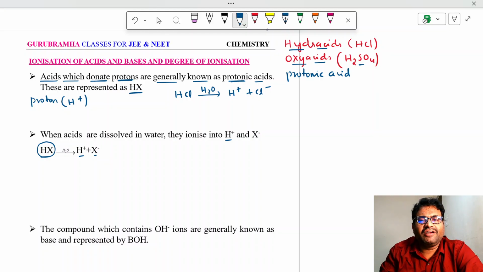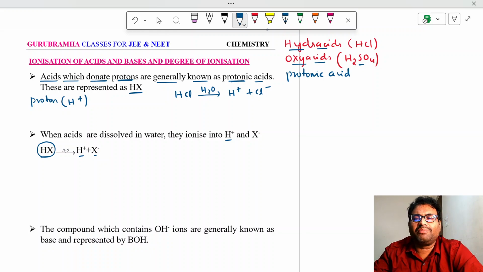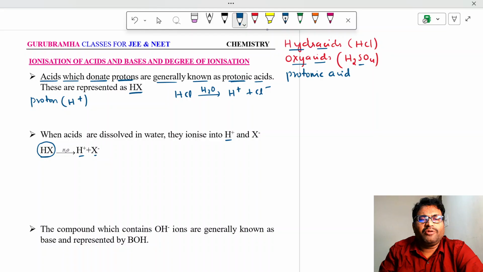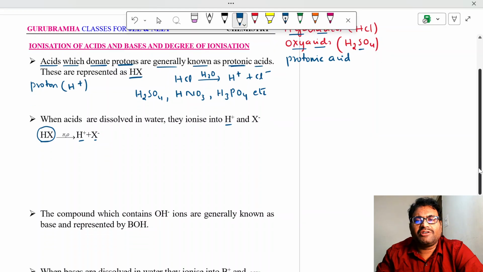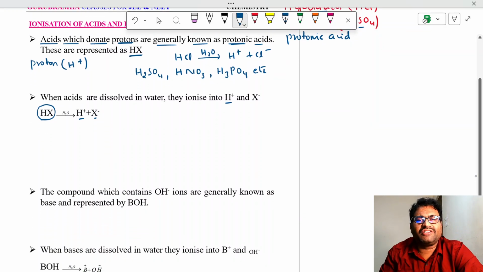In the same way, other examples of protonic acids are H2SO4, HNO3, H3PO4. All of these are oxy acids, and they can donate protons, so they are protonic acids. Understood? When these protonic acids are dissolved in a solvent, especially water, the best universal solvent, they release protons.